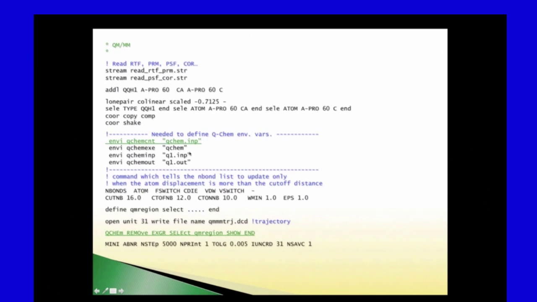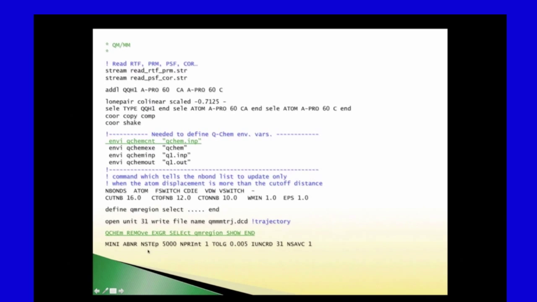This is just the Q-Chem command, the command that you issue if you went to the command line and wanted to run a Q-Chem job, right? Typically there's a script called qchem that gets distributed, and most people say qchem, input, output, and that's how they run it. These two files get generated by CHARMM, so you don't need to know anything about them, and I'll talk more about those in just a second. Here are some non-bond issues, the non-bond setup, again not important right now, and then you define your QM region, right? And then you issue the Q-Chem command.